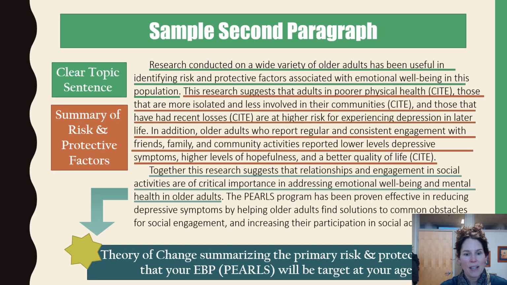Okay, so this would be a sample second paragraph: an overview, a statement about risk and protective factors, then a summary of those, and then a clear mention of your evidence-based program and the risk and protective factors that you're specifically targeting. And again, there should be a sentence there that leads into your later goals and objectives.